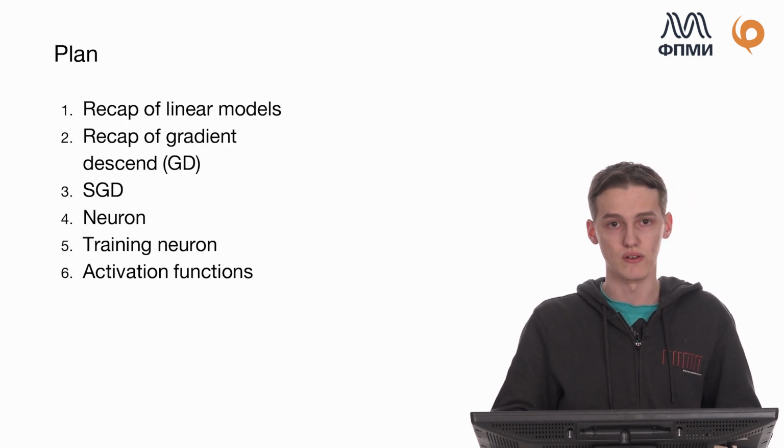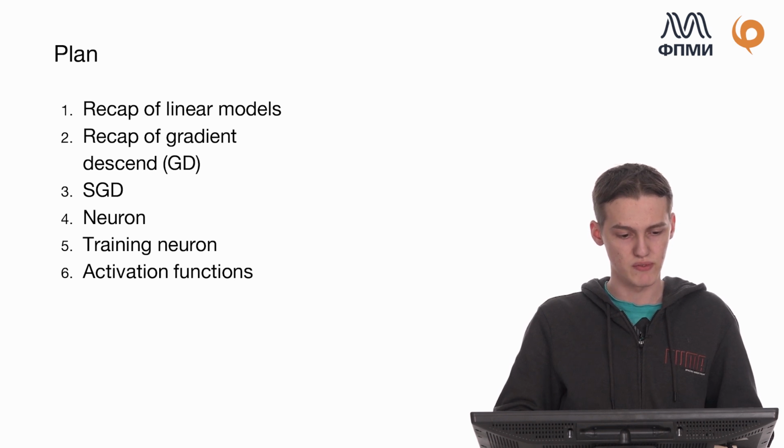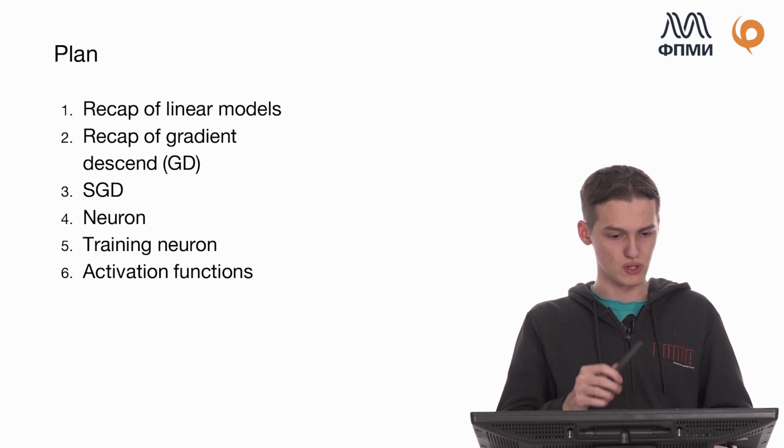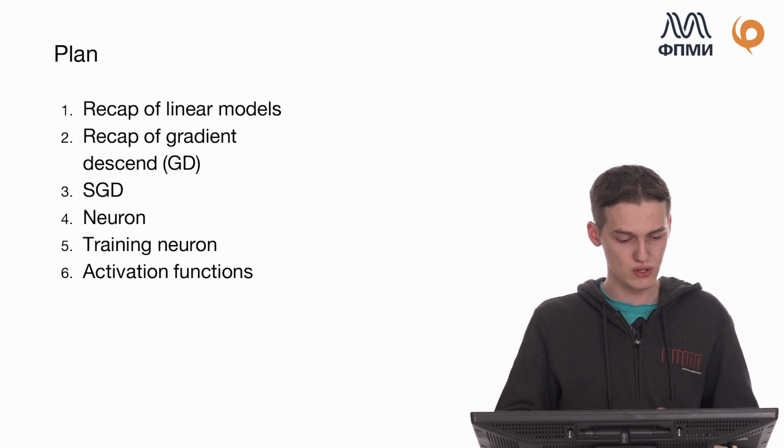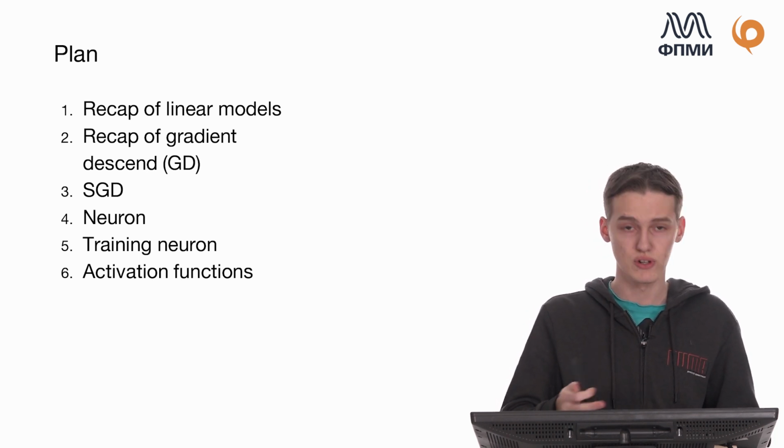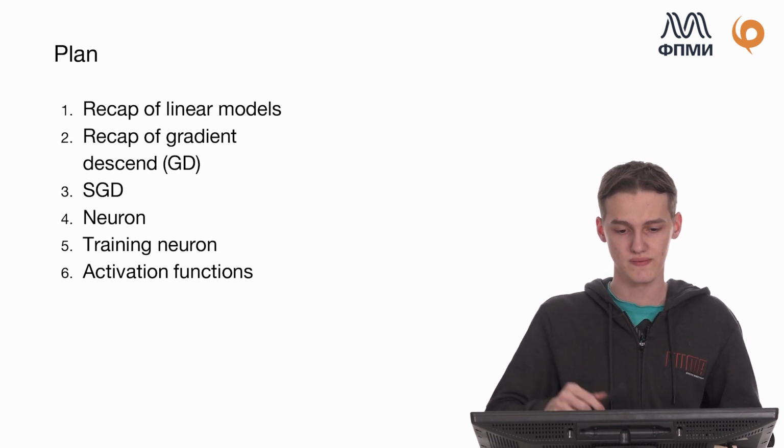This is a plan of our lecture: a recap of linear models. We'll talk about gradient descent and its variations, and actually we'll train a neuron, a raw neuron, and with activation functions.